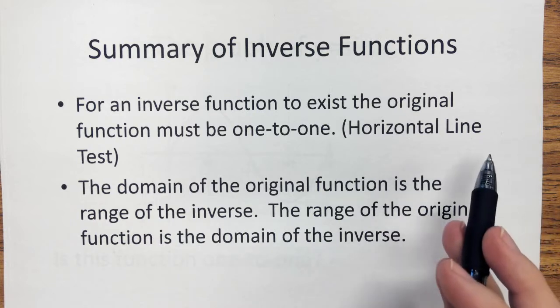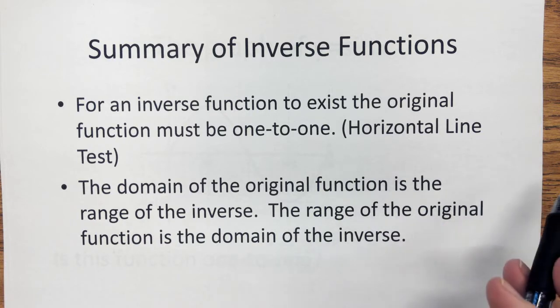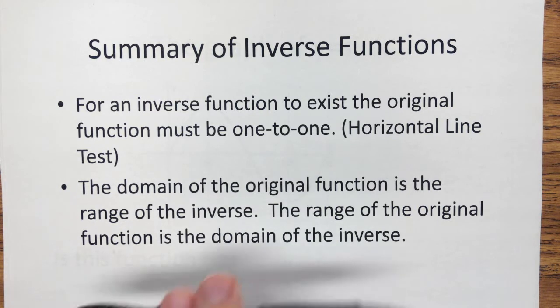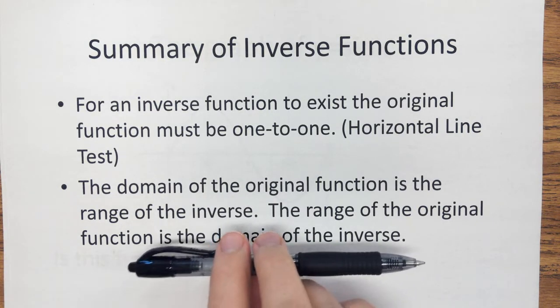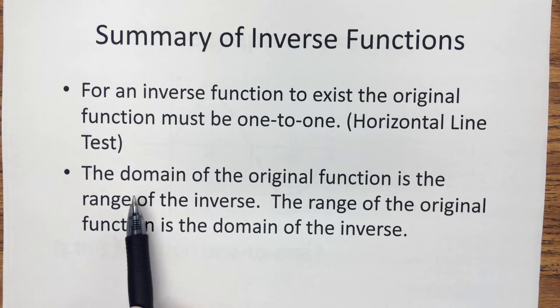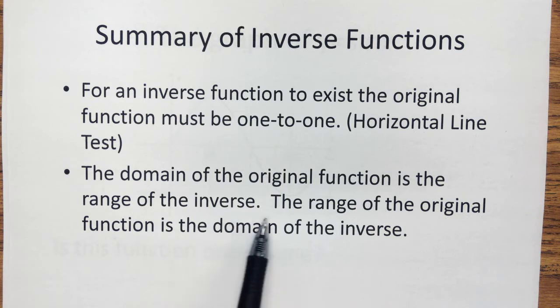If you remember the vertical line test that shows whether something is a function, a horizontal line test shows me if the function is one-to-one. Basically, a horizontal line cannot touch the graph in more than one place at a time. The domain of an original function is the range of its inverse, which is information that we're going to need to use. And the opposite of that is true as well. The range of the original function becomes the domain of the inverse. Now, if you need more time to write, you can pause the video here.